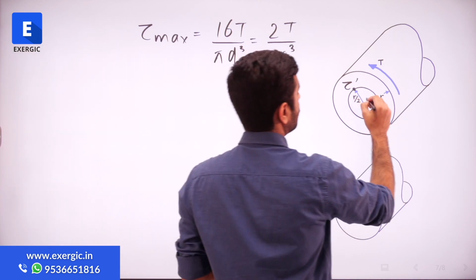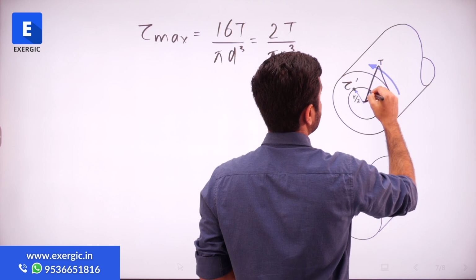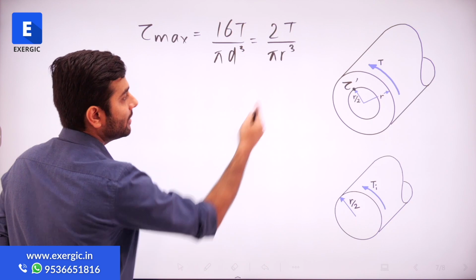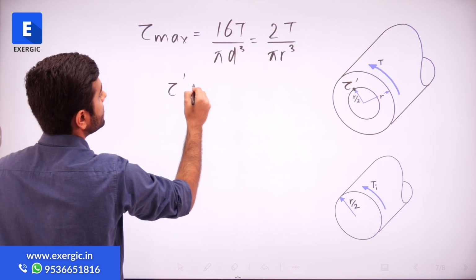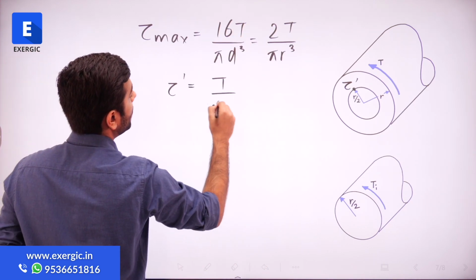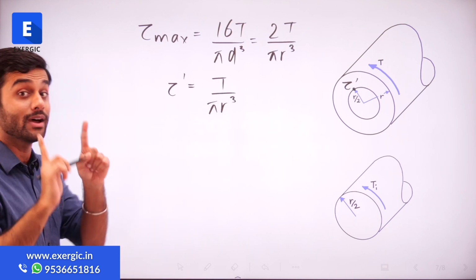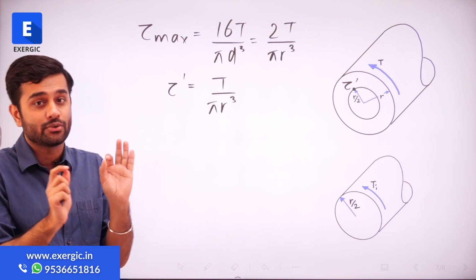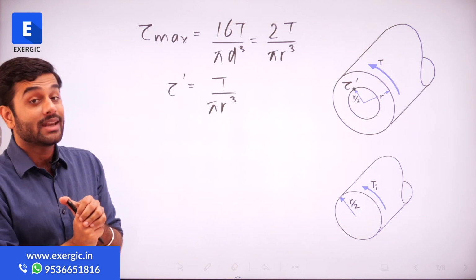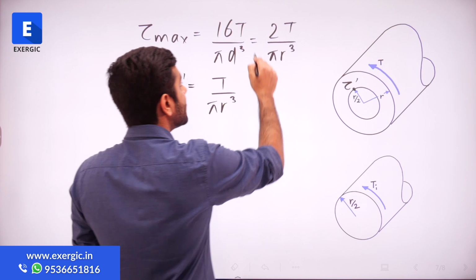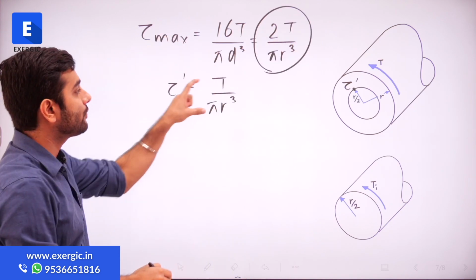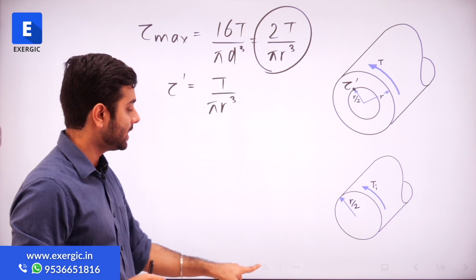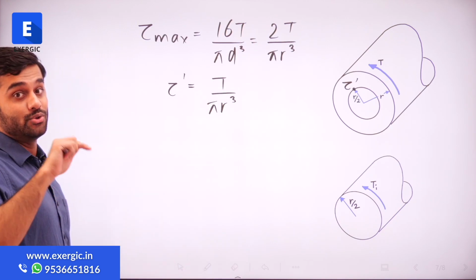Why? Because we know that the shear stress variation is linear. So at a distance of R/2, the stress will be half of this. So tau dash will be T by pi r cube, right? This is one way of doing it, obviously the easier way if the question is only asking for shear stress. But if you want to use this expression directly, without finding the shear stress distribution, you want to get the answer directly by the formula, right now you can do it.